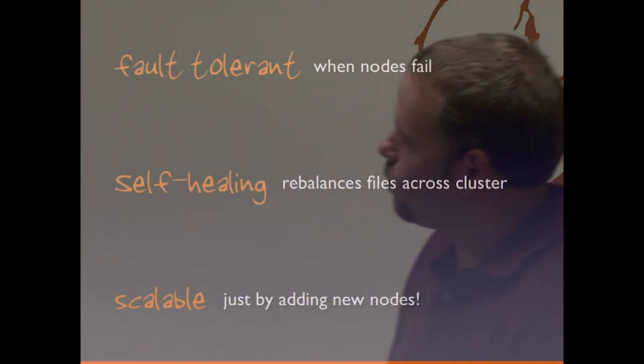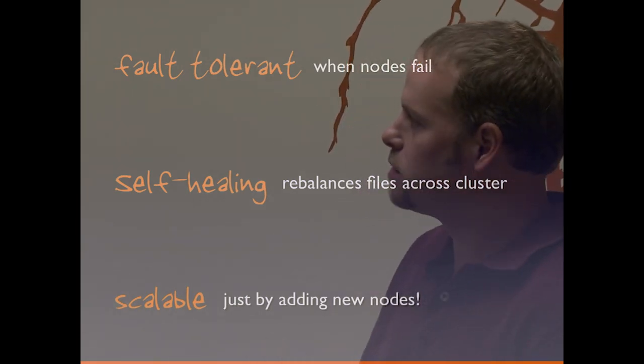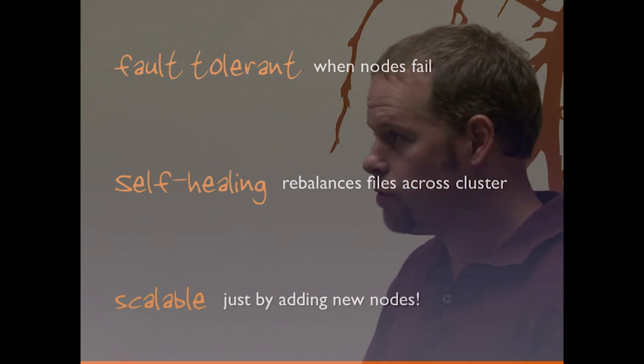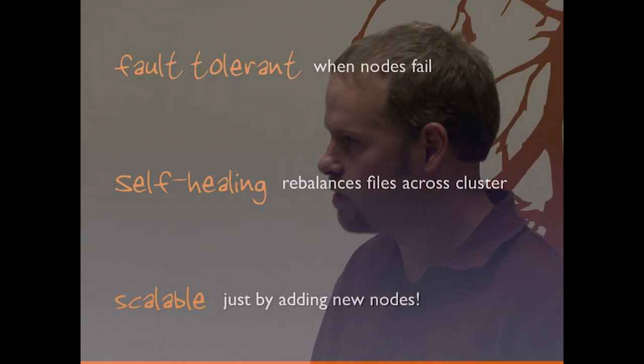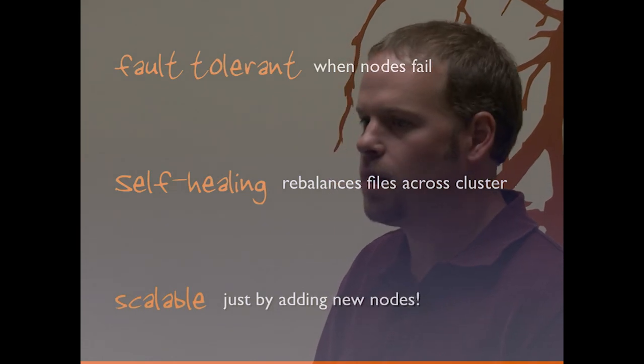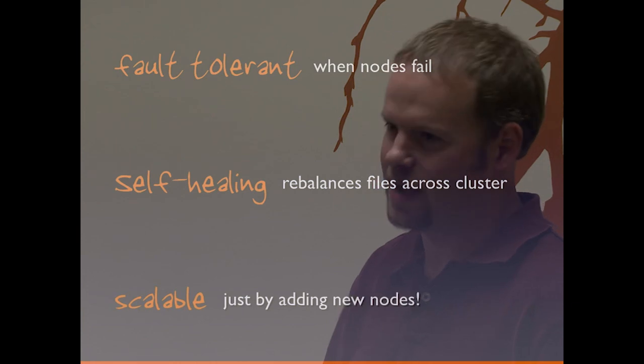So as I mentioned before, when nodes fail, it's fault tolerant because of the replication and distribution. It rebalances files across the cluster, both when you add new nodes as well as when nodes die. For various reasons, maybe you get disk failures, and it's designed with that in mind. If you have Yahoo with tens of thousands of machines, for example, it's expected that machines are going to fail.